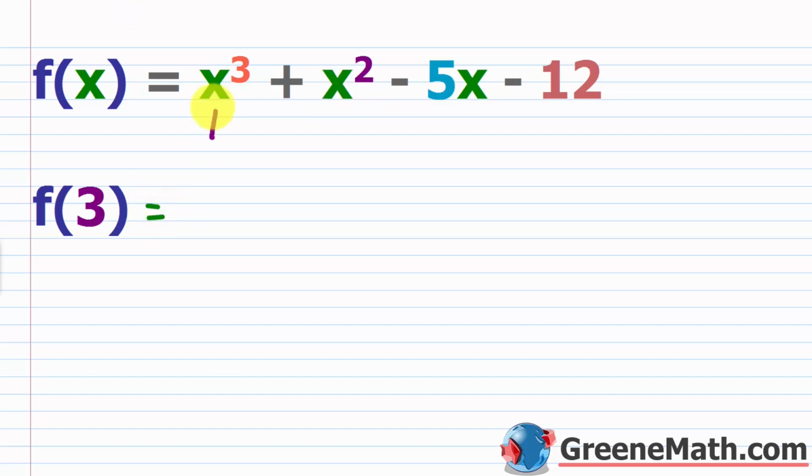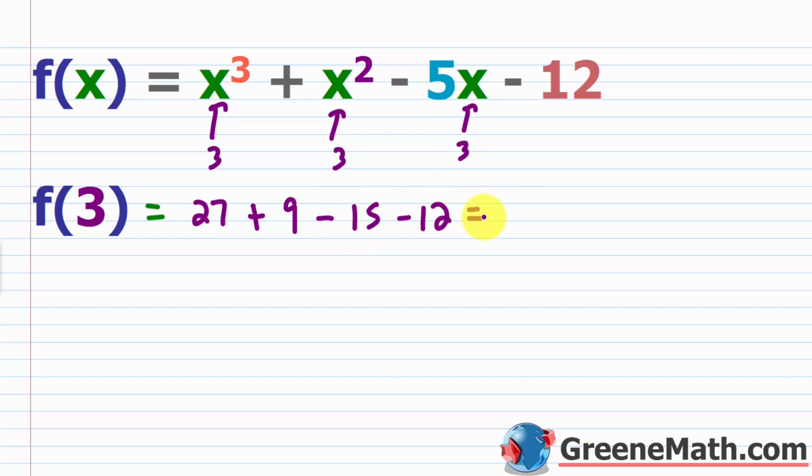I'm just going to plug in a 3 here and here and here. And so I would have what? 3 cubed is 27, and then plus 3 squared is 9, and then minus 5 times 3 is 15, and then minus 12. So this would give us what? 27 plus 9 is 36. 36 minus 15 is 21, and 21 minus 12 is 9. Okay, so this result here, we already know how to do this by plugging in. But there's another way that you can do this, and it comes from this remainder theorem.